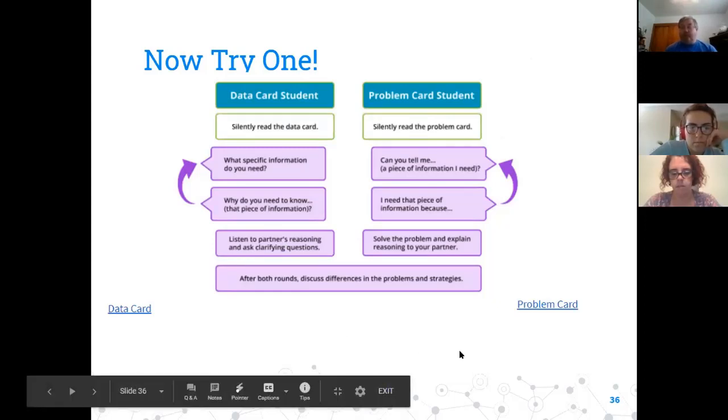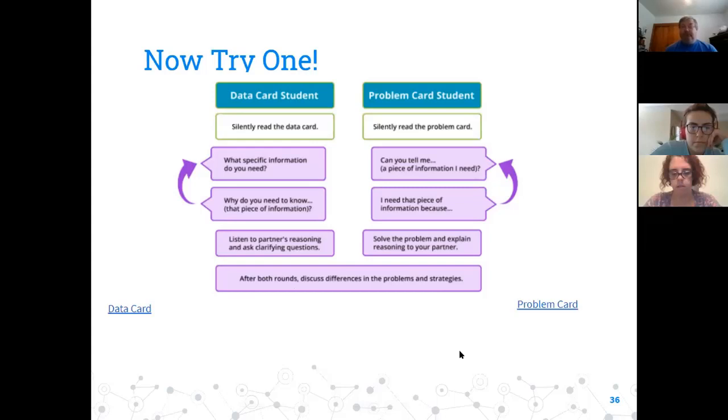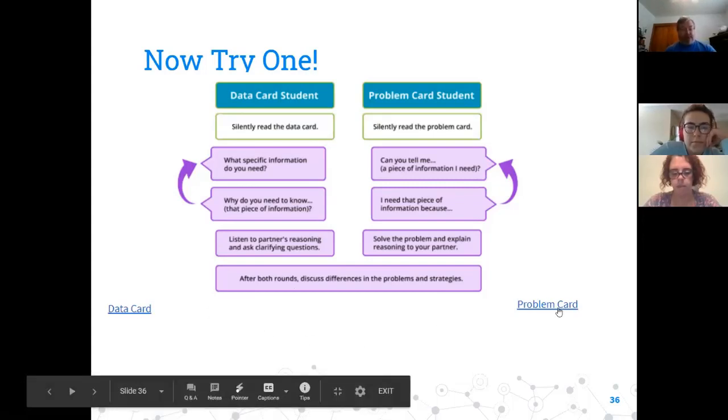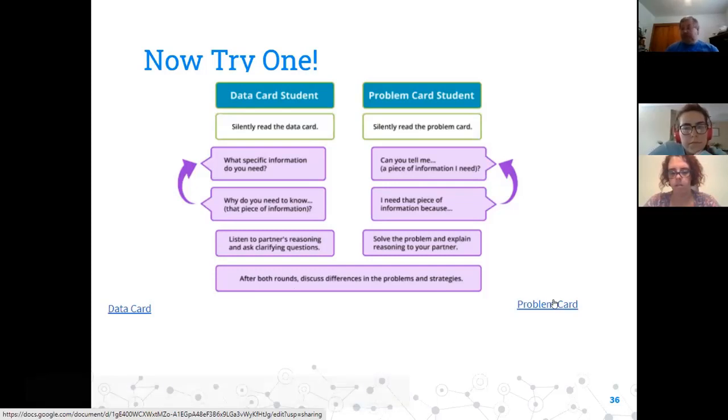Okay, so you're going to be in breakout rooms with 2 people, you and one other person. One of you needs to determine who's going to do the data card, who's going to be the problem card. That's why you needed the slide deck, because they are linked here. If you're the data card, you'll open the data card. If you're the problem card, you open the problem card. And you have a 6th, 7th, and 8th grade example. So you can choose the grade level you want to do.